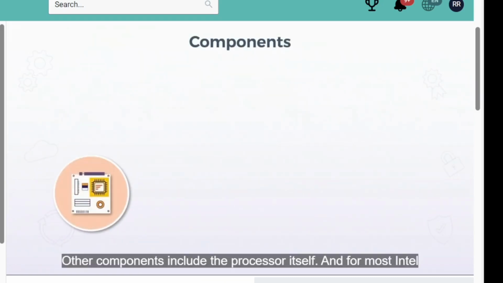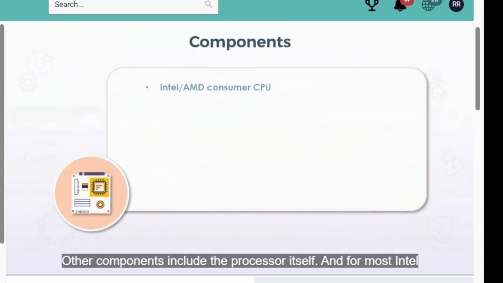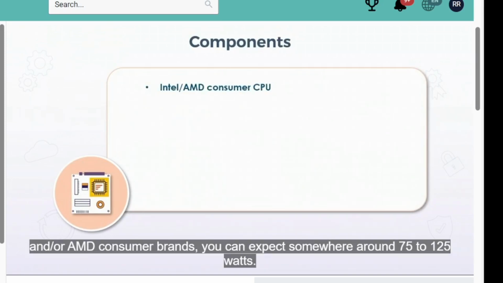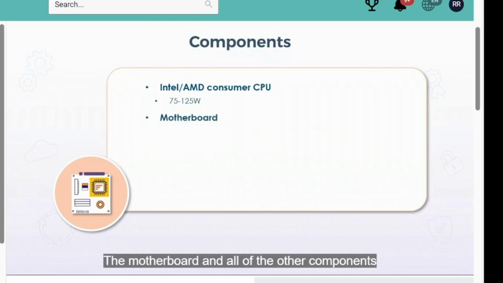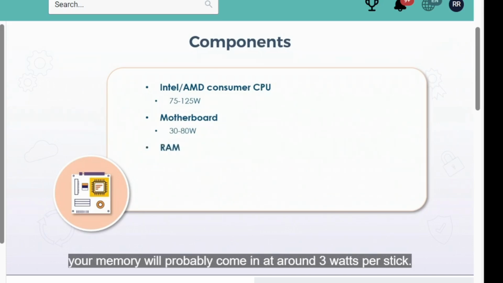Other components include the processor itself, and for most Intel and or AMD consumer brands, you can expect somewhere around 75 to 125 watts. The motherboard and all of the other components might be anywhere between 30 and 80 watts. And finally, your memory will probably come in at around 3 watts per stick.